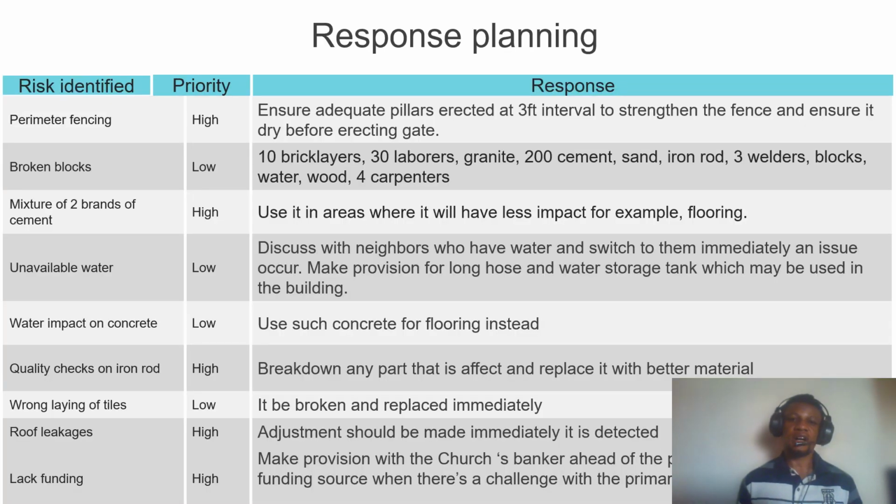Now, in terms of response planning for the risk, with regards to perimeter fencing, what is needed is to ensure adequate pillars are erected, as I said earlier, and to make sure that we have adequate laborers in place. In terms of mixture of two brands, use it in areas where it will have less impact. For example, mixing the two brands may not have so much impact on the flooring, especially if you're starting from the first floor, right?